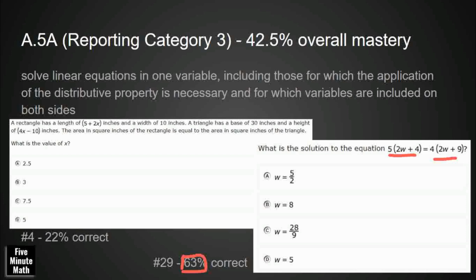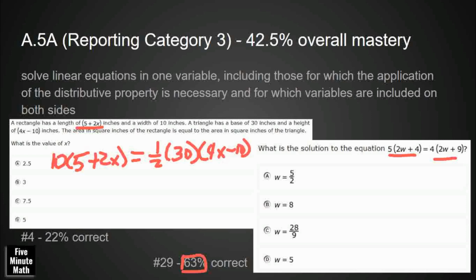So we have a rectangle, right, with a length of 5 plus 2x and a width of 10. Okay, so there's your distributive property. And a triangle has a base of 30 inches and a height of 4x minus 10, right? So we've got 1/2 base times height, and I did that 1/2 because it's the area. So I had to apply the formula for area, right? This is length times width, or base times height, however you want to describe it. And this is 1/2 base times height.